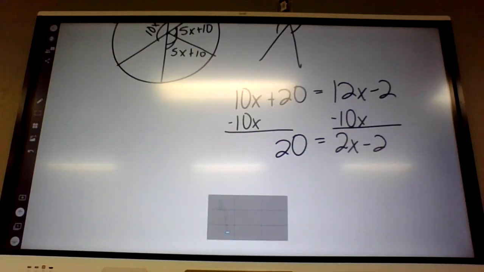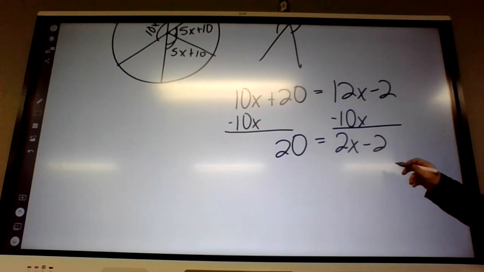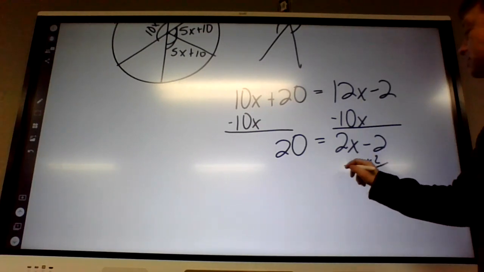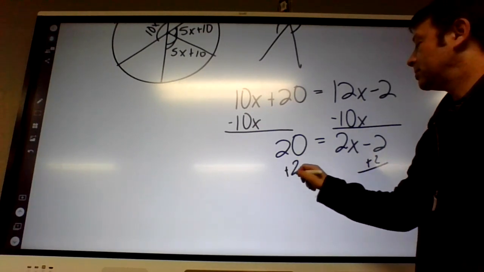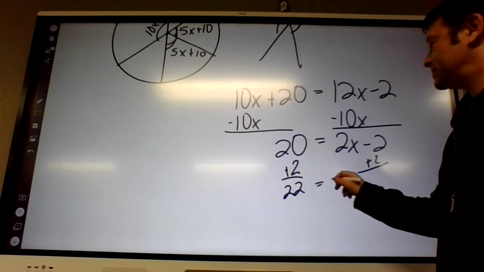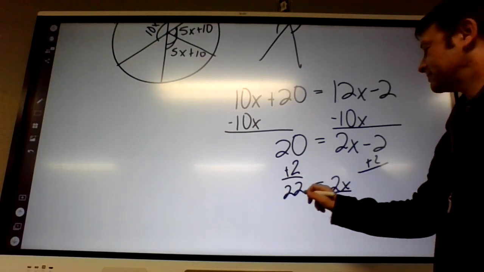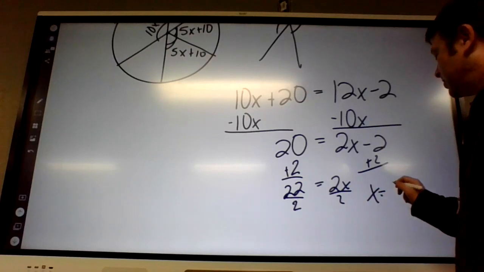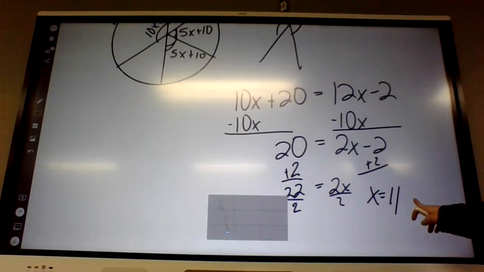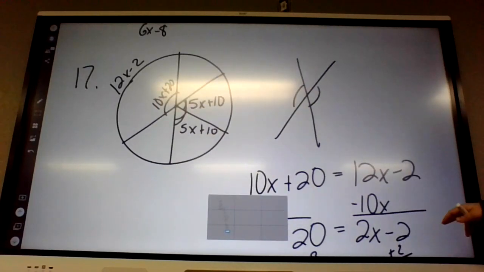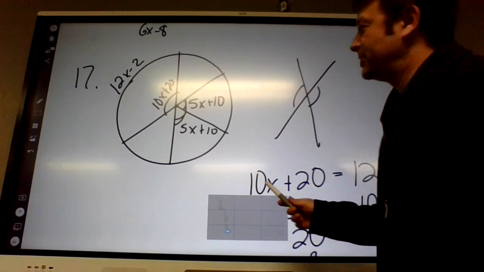Is Cadence being critical? Okay, and then Cadence, you add the 2 to the 20. It's 22, so then you divide by 2, and 11 is the answer. Okay, well, actually, that's not the answer, but you know what I mean. It's the first part of the answer.